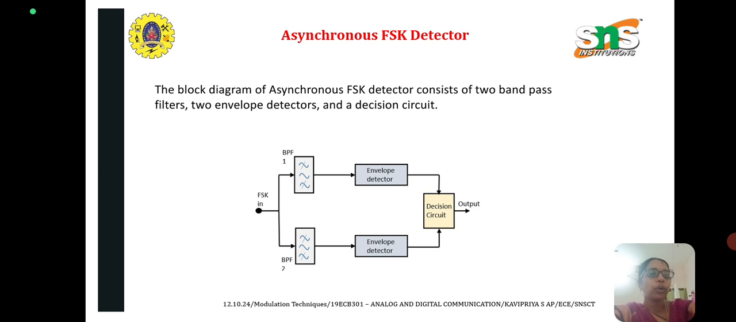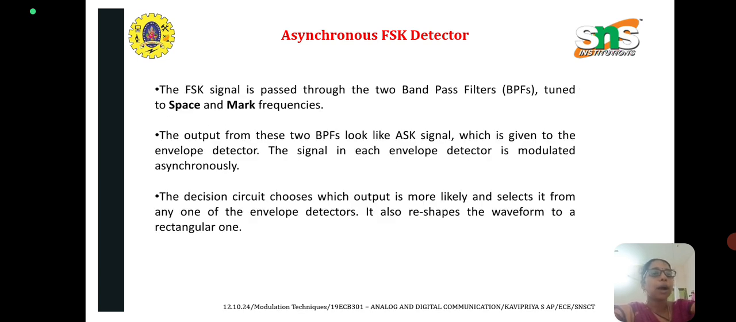It is a non-coherent one. Here the FSK signal passes through the two bandpass filters tuned to the space and mark frequencies. The outputs from these two bandpass filters look like an ASK signal, which is given to the envelope detector. The signal in each envelope detector is demodulated asynchronously. The decision circuit chooses which output is more likely and selects it from one of the envelope detectors. It also reshapes the waveform to a rectangular one.